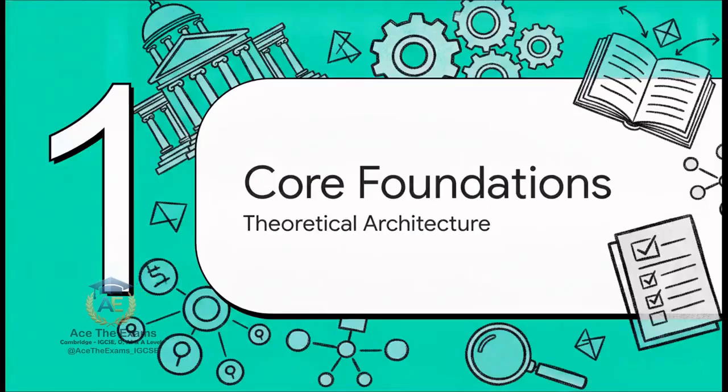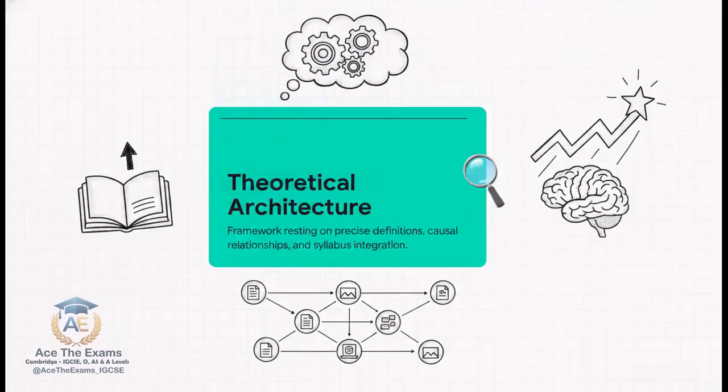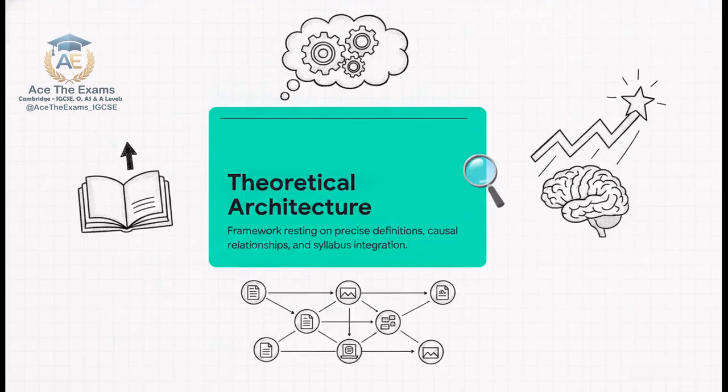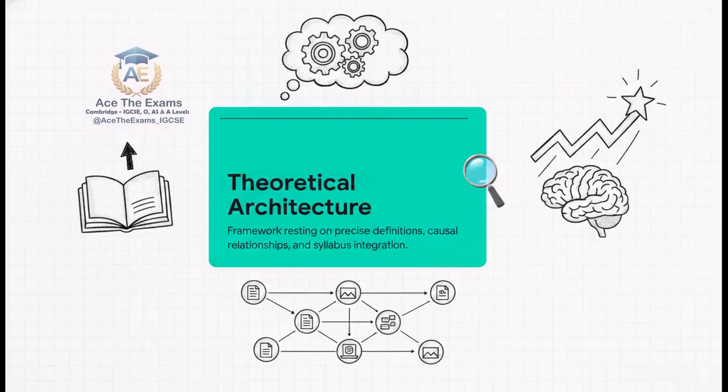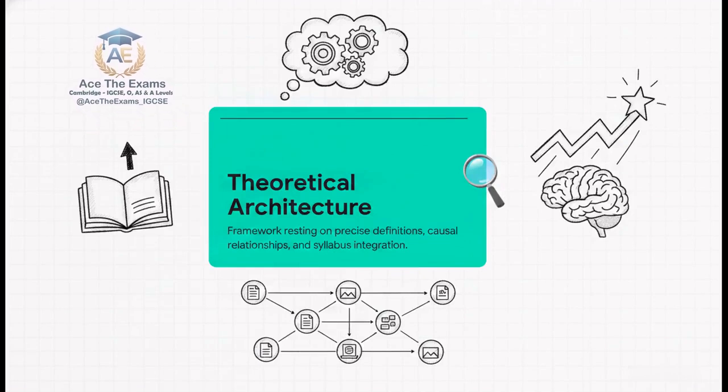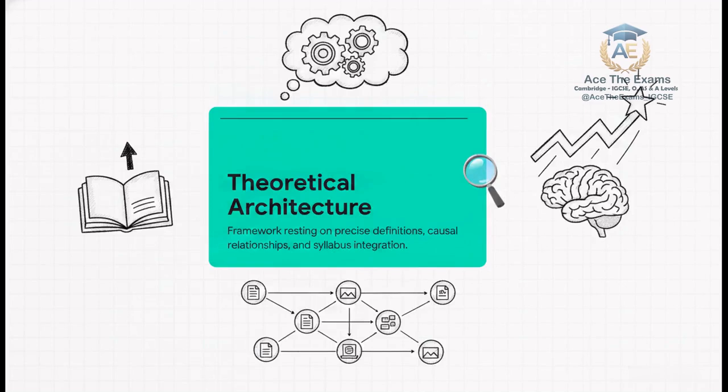Let's kick things off with Section 1, Core Theoretical Foundations. So the examiners highlight something they call a theoretical architecture. And yeah, that sounds super academic, but what it really means is that the benchmarks here aren't just about rote memorization. They require logical, structured reasoning based on precise definitions and causal relationships. Top-scoring candidates don't just memorize definitions, they integrate this knowledge across the entire syllabus. They show exactly how a generic file format, like a .csv, impacts the wider IT ecosystem, rather than just simply reciting what the acronym stands for.